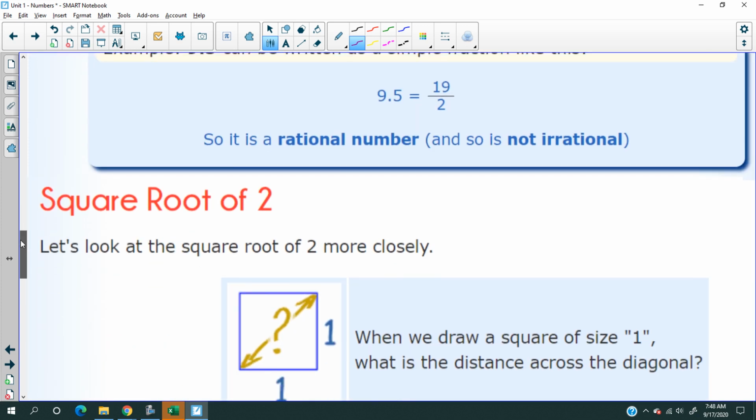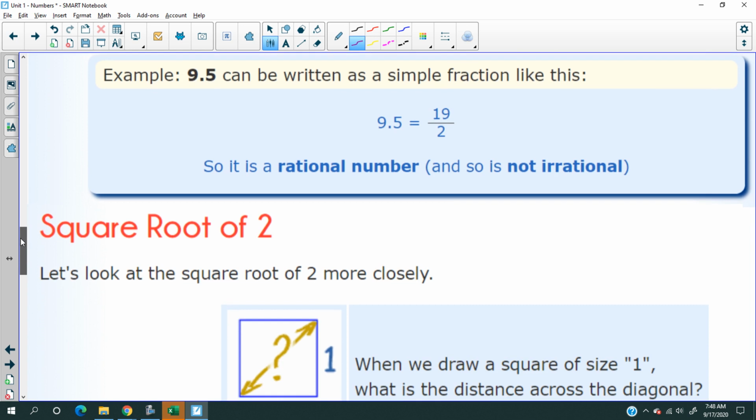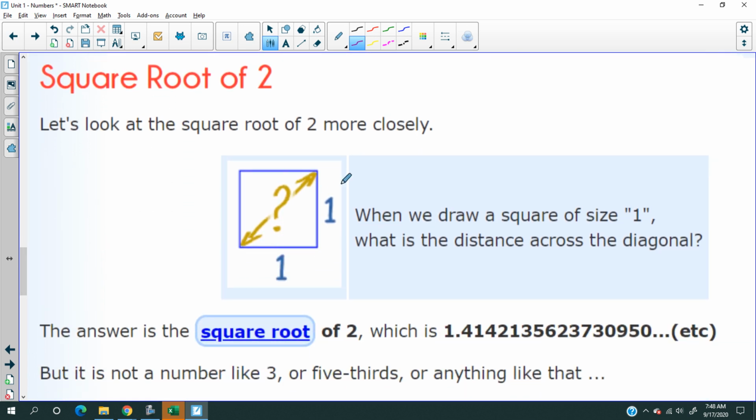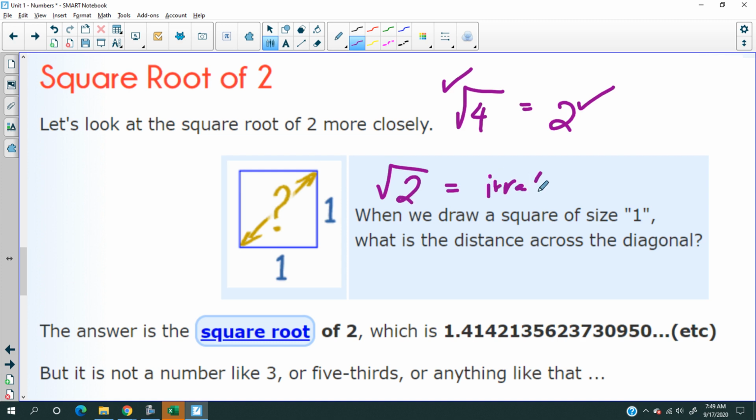Now, here's some other famous irrational numbers, and that is the square root of 2. In the video from 8 months ago, I already spoke about square roots, so you should know at least what the idea of a square root is. The square root of 4 is 2, so that's a rational number. Here's the problem: the square root of 2 is not a rational number.